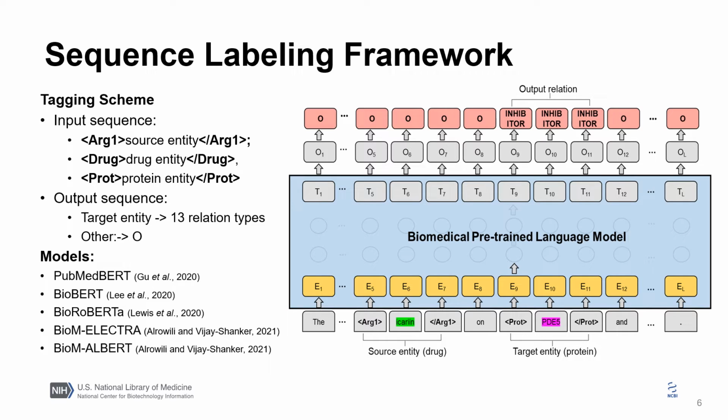For the input sequence, we insert arg1 tag pairs at the beginning and the end of the source entity. Besides, drug and pro tag pairs are inserted at the beginning and the end of the drug and protein mentions to avoid confusing the entity types and boundaries. For the output sequence, the tokens involved in the relation will be tagged by the relation label, and we use the label O to represent other tokens which are not involved in a relation. We evaluate 5 biomedical pre-trained models with the sequence labeling method.